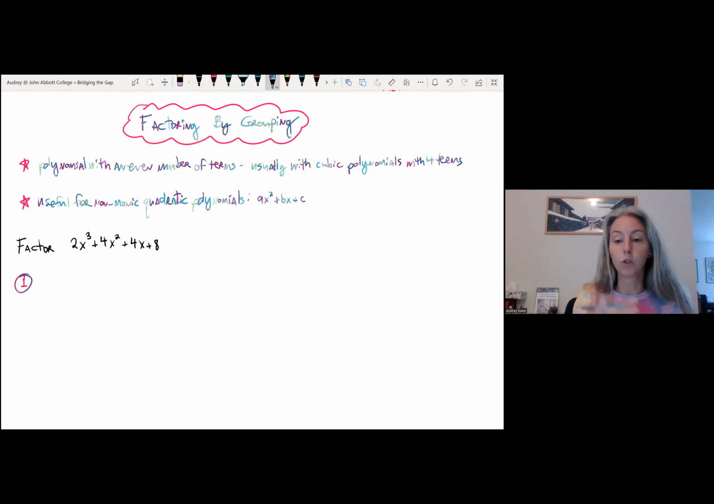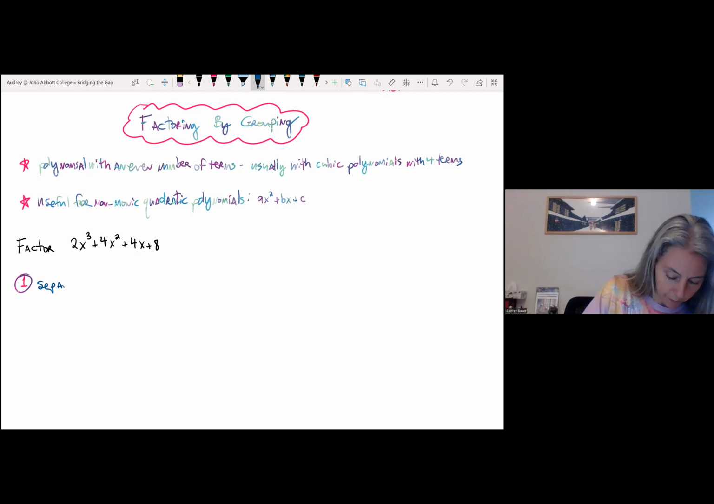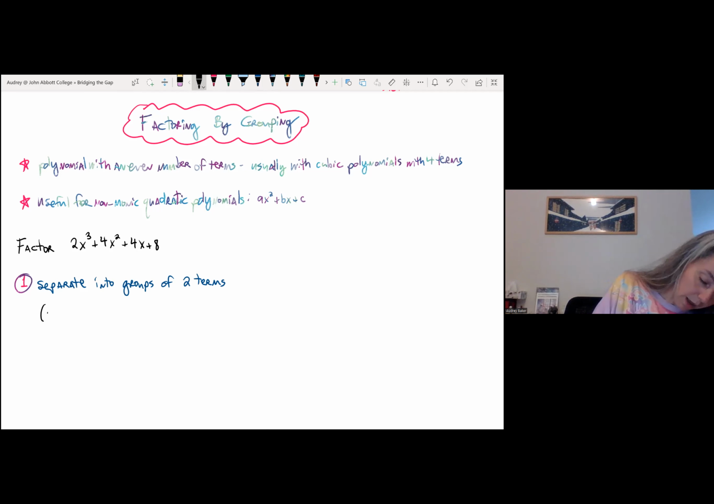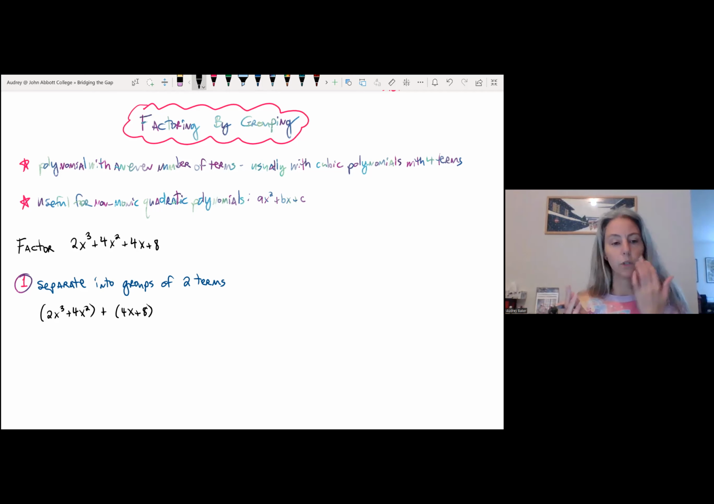so that it has groups each containing 2 terms. So in this case, that would look like (2x cubed plus 4x squared) plus (4x plus 8). And notice that by separating, I've just stuck parentheses around the groups of the 2 terms.